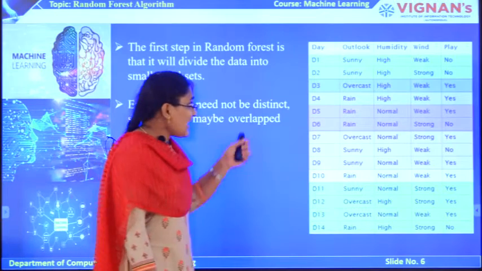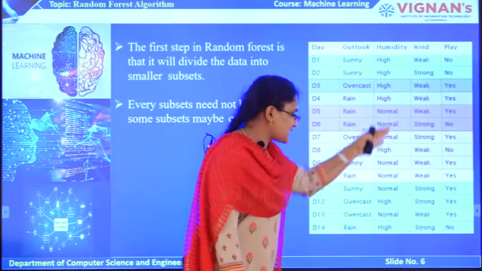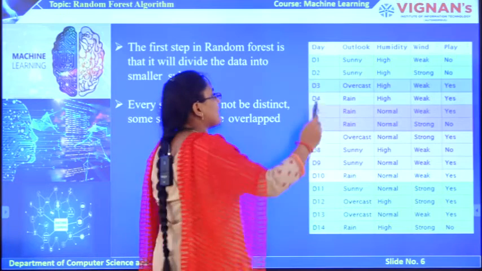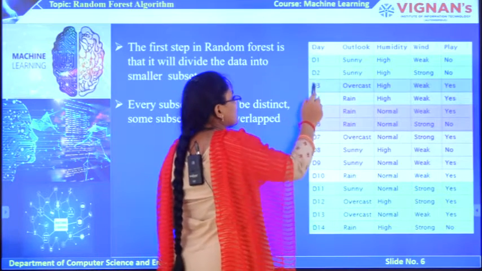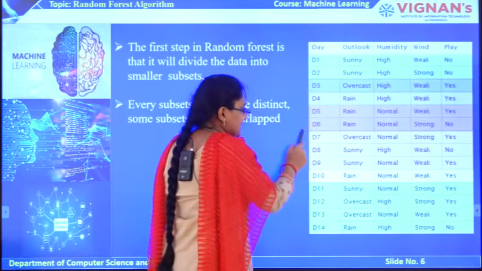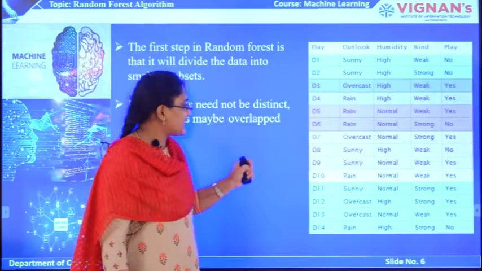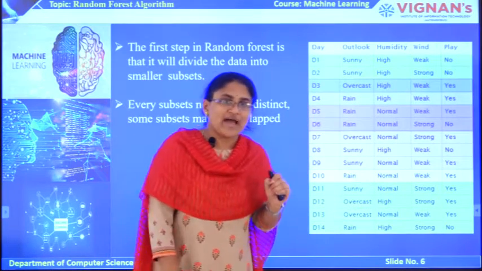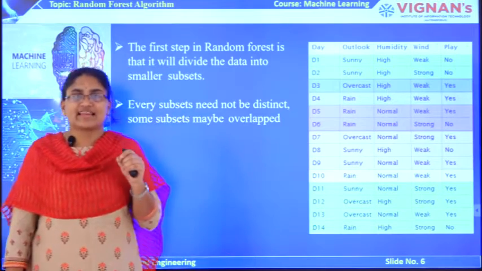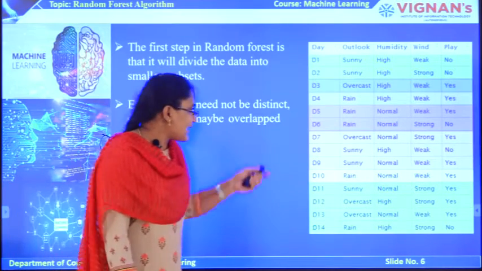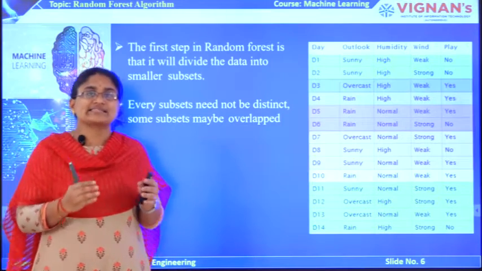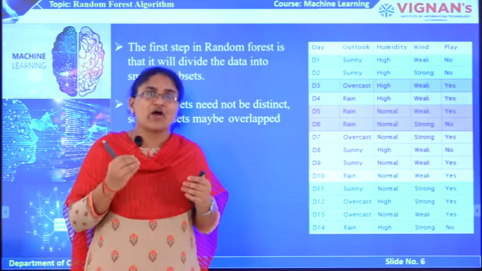Here I am dividing some subset of the random samples. Here I am taking the three subsets. One subset is from D1 to D3, the second subset is D3 to D6, and the third subset is D7 to D9. By using three subsets I will make the forest for a random forest, and the selected subsets may overlap. Why?